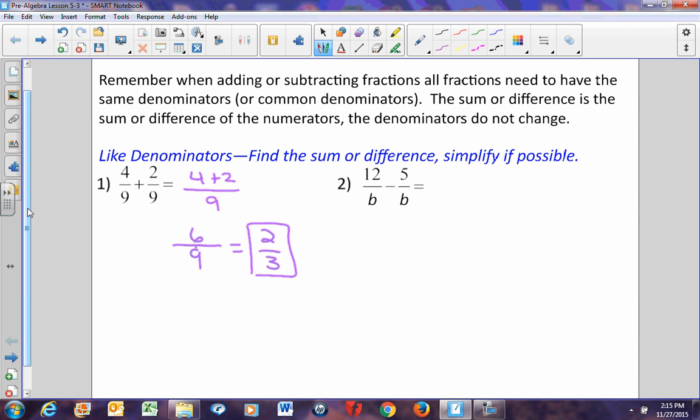And it does not matter if your denominators are numbers or letters. For example, 12 over b minus 5 over b. The common denominator is still b, and I'm doing 12 minus 5. Well, 12 minus 5 is 7, so the answer to this is 7 over b. Keep the common denominator, add or subtract the numerators.